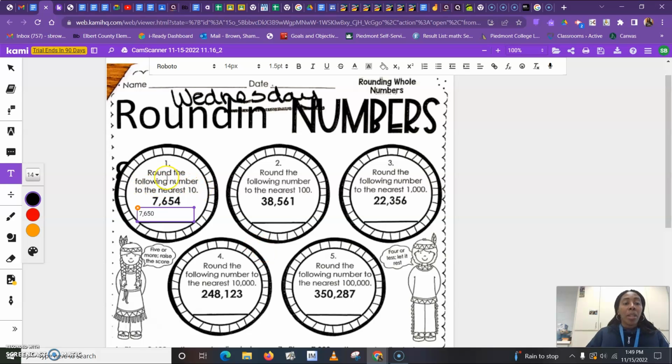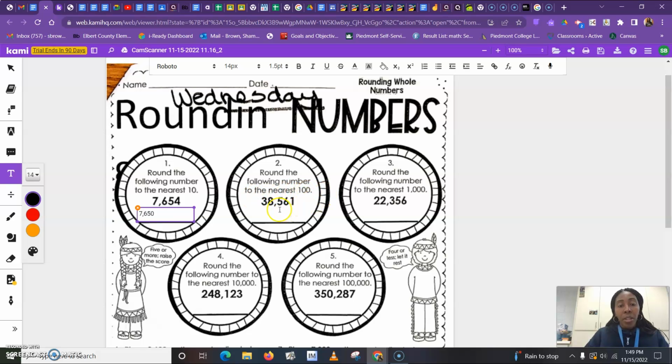7,650. So that means this number rounded to the nearest 10 is 7,650 because the tens place is the 5. So I know it will either be 50 or 60. And because my 4 is closer to the 50 side than it is to the 60 side, my number is going to stay 50, the tens place. So 7,650. Number 2, round the following number to the nearest 100.